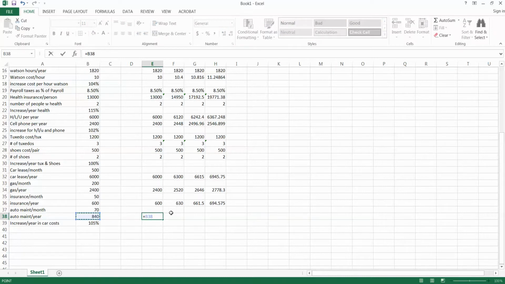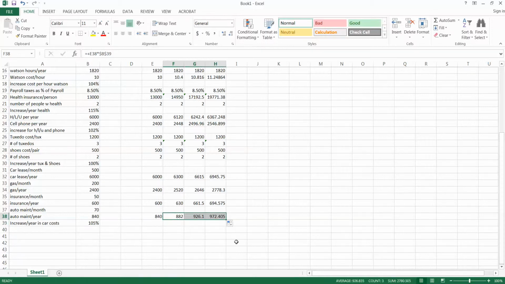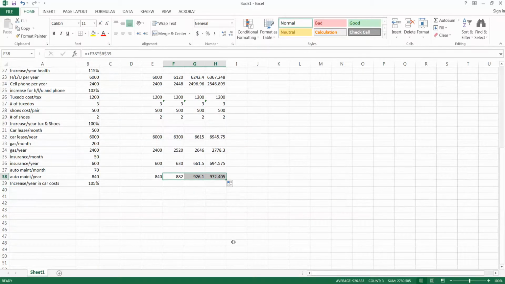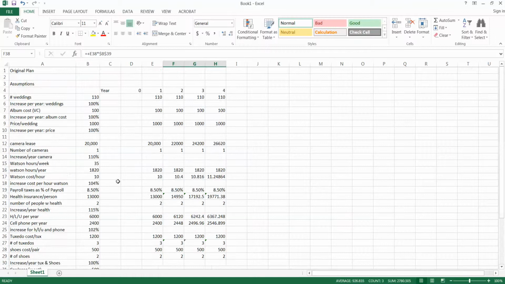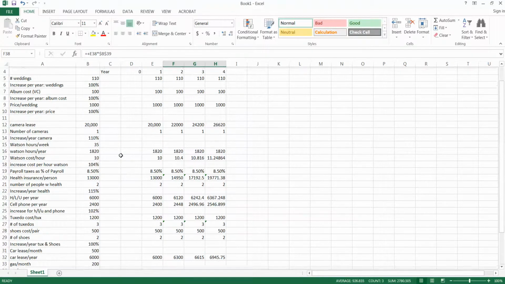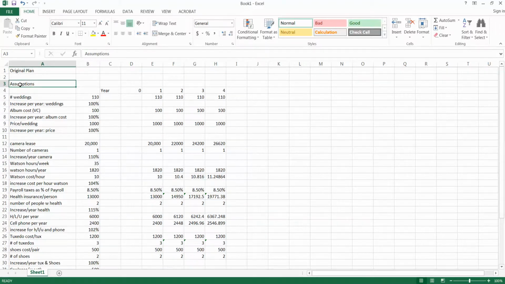So we've got our 840 for our auto maintenance for year 1. And in year 2, we're going to pick up year 1 times, again, that 105%, which of course needs to be anchored. And then we'll be able to carry it across. So we have all our assumptions updated for each of the years. And we should be all set. So let's go ahead and draw a nice line around this.